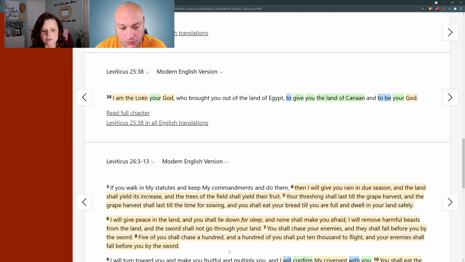I will remove harmful beasts from the land, and the sword shall not go through your land. You shall chase your enemies, and they shall fall before you by the sword. Five of you shall chase a hundred, and a hundred of you shall put ten thousand to flight, and your enemies shall fall before you by the sword.